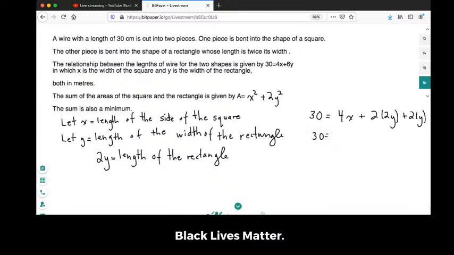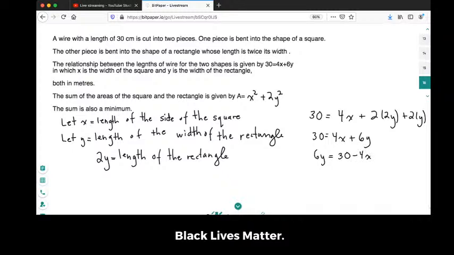30 equals 4x plus 6y. Coolio. So now we're going to go ahead and rearrange this in terms of y. So I'm going to get 6y equals 30 minus 4x.